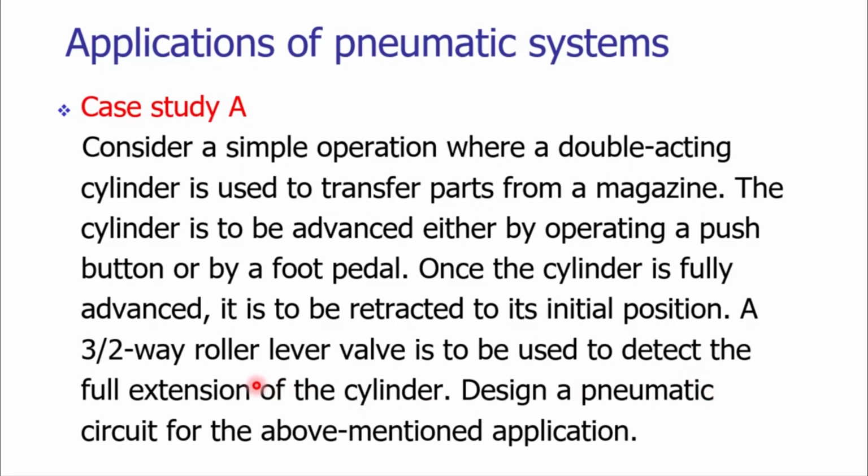A 3x2 roller lever valve is to be used to detect the full extension. So it is given that we need to employ a 3x2 roller lever valve, a 3 ports 2 position valve, which is to be operated by using the roller lever, to be used to detect the full extension of the cylinder. So for that purpose, we have to give a conceptual system, a pneumatic circuitry for the above mentioned application.